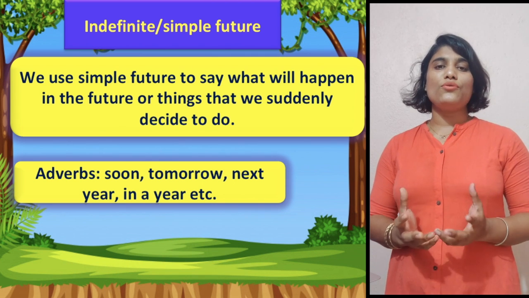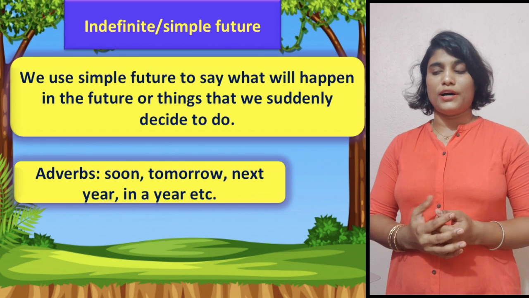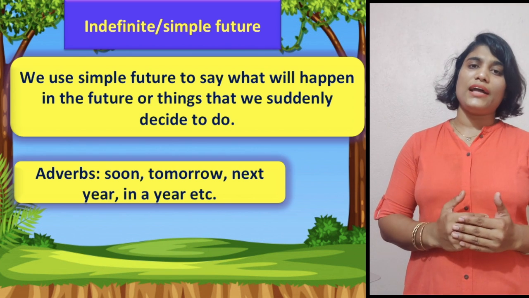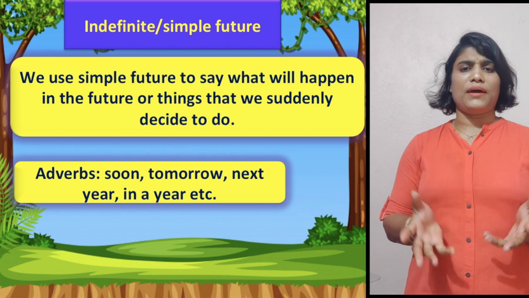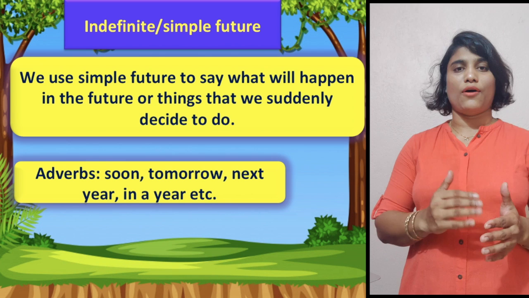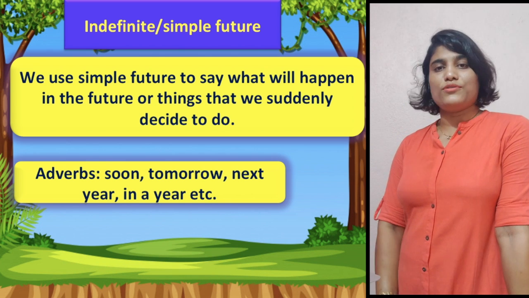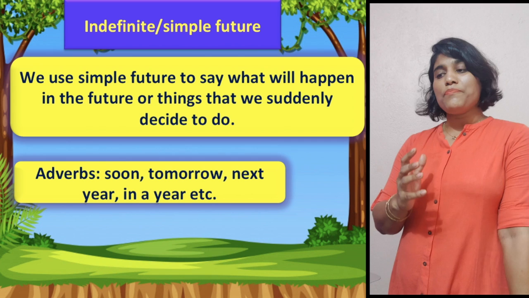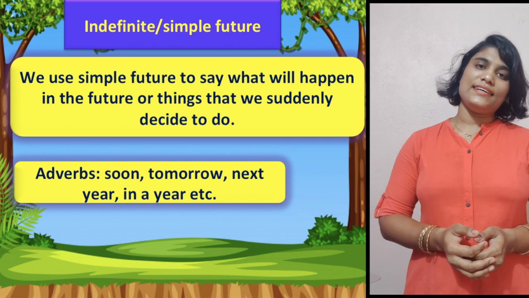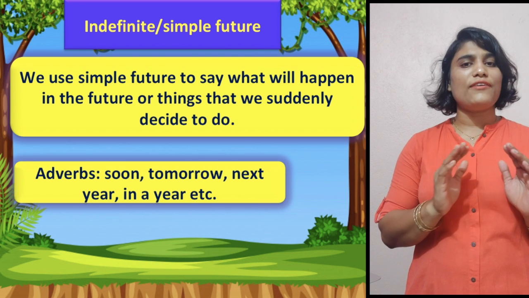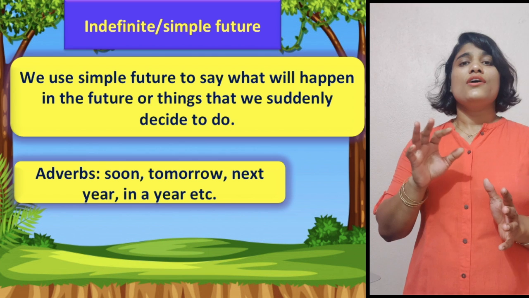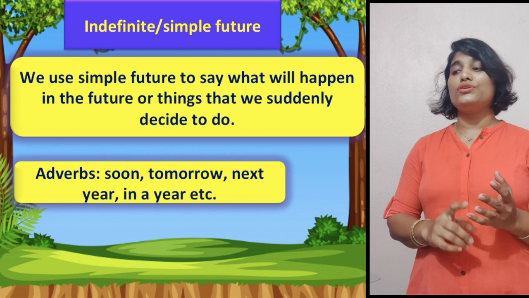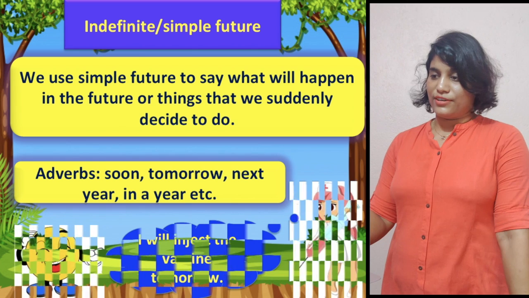What is the reason? Why do we use the simple future aspect of verb? Sometimes we say lots of things. Some actions we are prepared or planned to do after now. It may be 5 minutes, 5 hours, 5 years, but not now, after now. So we use simple future tense to say what will happen in the future or things that we suddenly decide to do. And one interesting thing is, in every sentence where the simple future verb is used, you may find adverbs like soon, tomorrow, next year, in a year, etc.